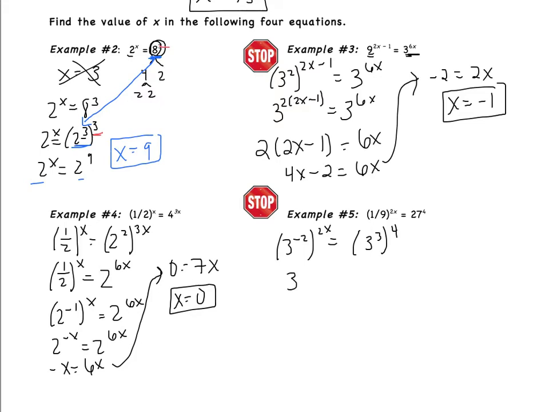The left side becomes 3 to the power negative 4x. The right side becomes 3 to the 12th. I have 3 as both bases, so I can set my exponents equal. I have negative 4x equals 12. Dividing by negative 4, I get x equals negative 3.